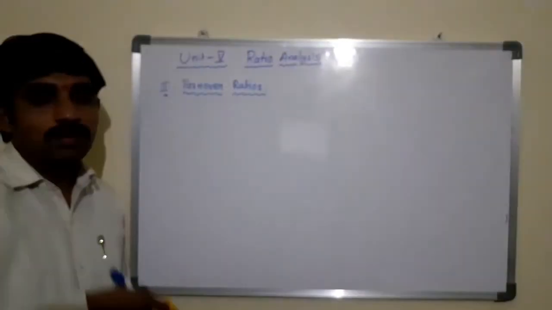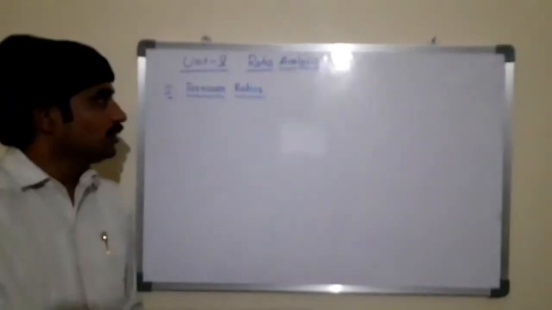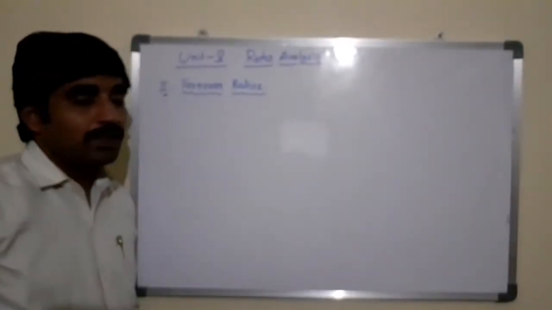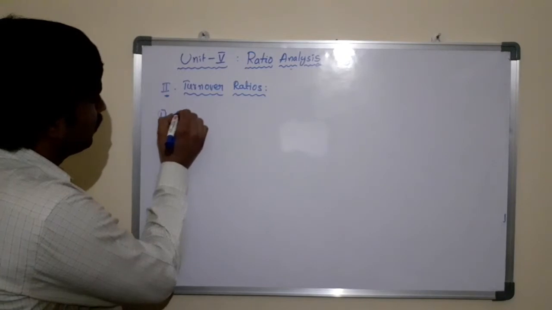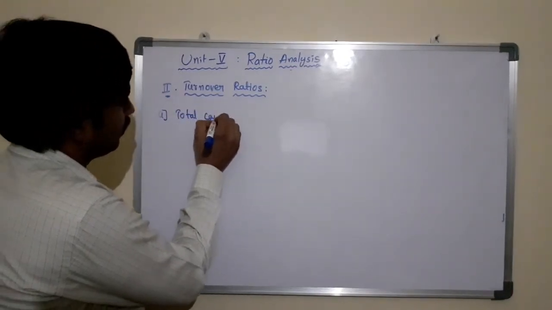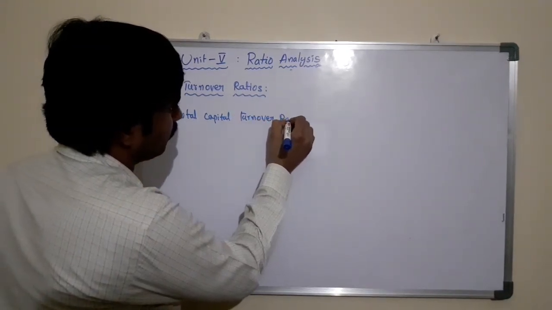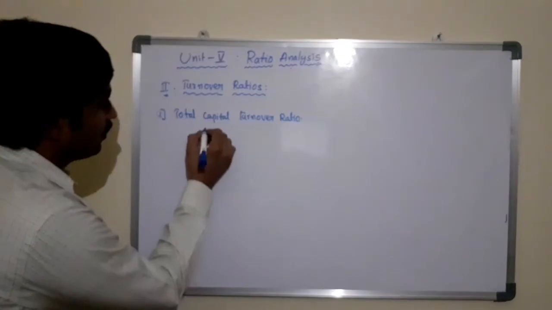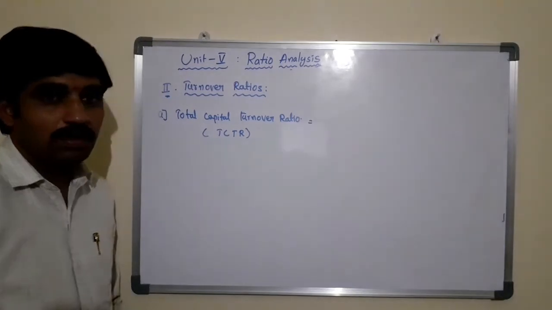So there are different types of ratios in turnover ratios. Now we will discuss the different turnover ratios which play a very significant role with respect to the sales in any business. The first type of turnover ratio is the total capital turnover ratio. This is also written as TCTR, that is total capital turnover ratio.